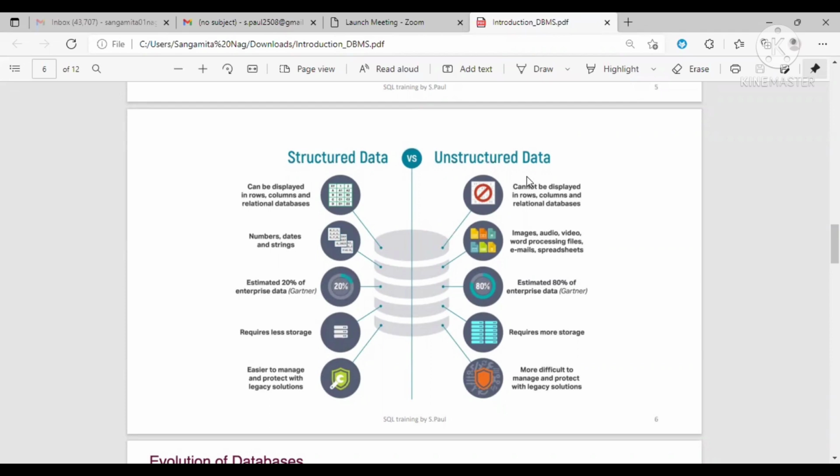Since we will mostly be dealing with SQL, we will only focus on structured data, and that is why we call it a structured query language.